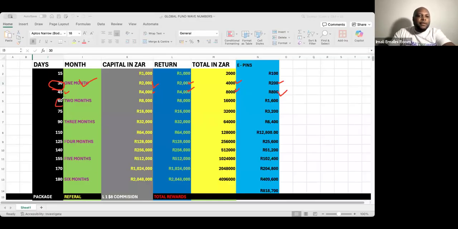Day 60, this is 2 months. Now we're talking about 8,000 rands now. You are taking it back. You can eat it if you want. Another 8,000 rands. After 15 days, this is 16,000. Now you have used 1,600 worth of e-pins.